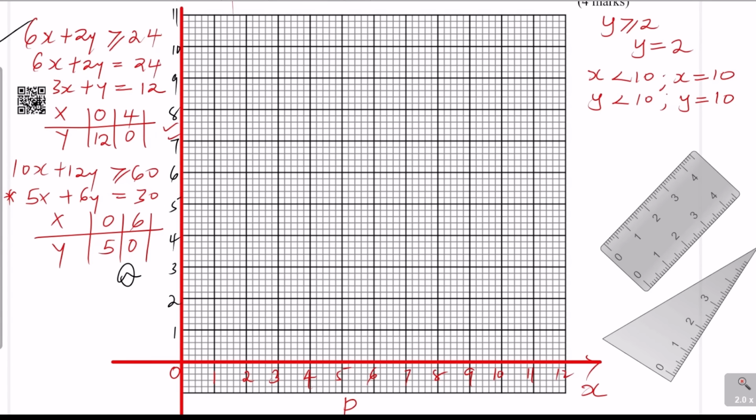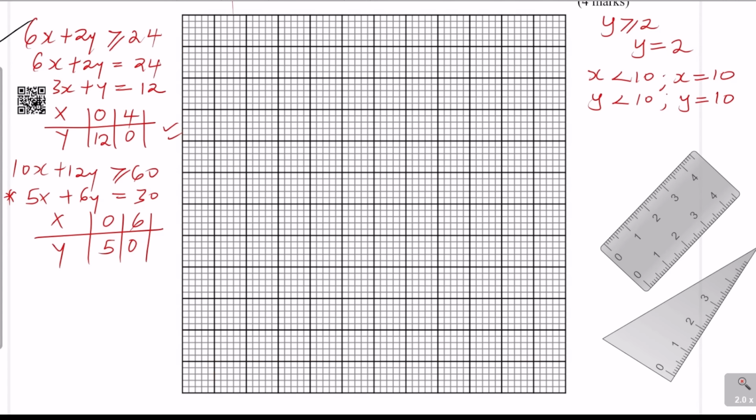We plot the first line. Let me plot these points. So you have 0, 12, plotting this one, first line. So 0, 12.